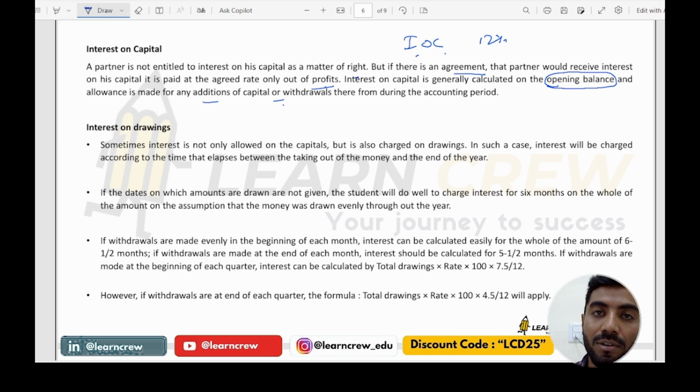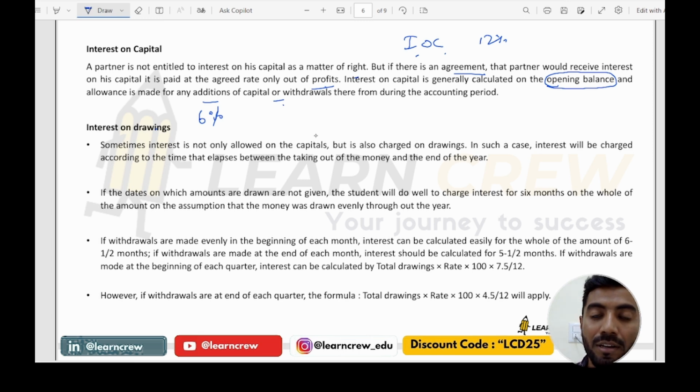Then coming to interest on drawings. If the partner withdraws any amount from the business, from the firm, the firm can charge interest at the rate of 6%. Sometimes interest is not only allowed on capital, but it's also charged on drawings. In such a case, interest will be charged according to the time that elapses between the taking out of the money and the end of the year.